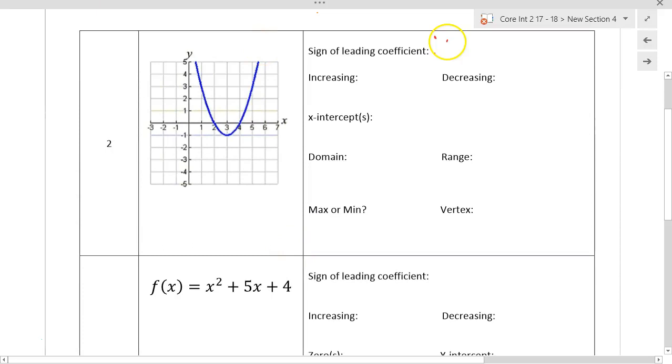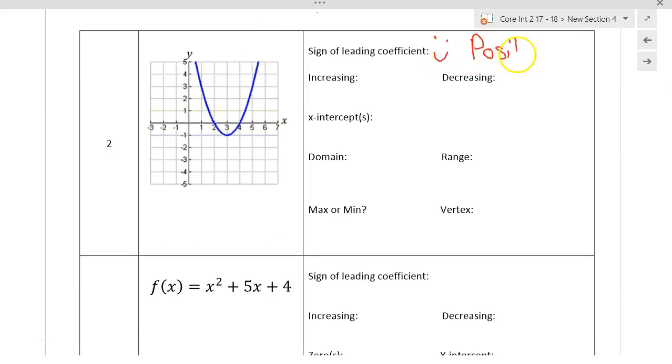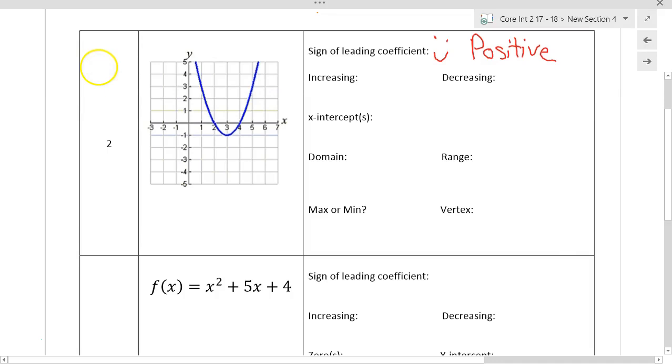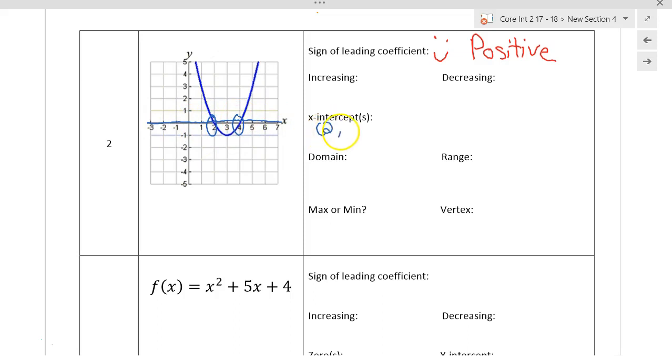So it is a happy face, it is positive. Alright, okay, we're going to skip increasing. Let's look for x-intercept real quick. Where does it cross? Crosses at 2 and 4. The points are (2, 0) and (4, 0). This one has no y-intercept, so I'm not going to worry about that. Again, I'm going to skip domain and range.